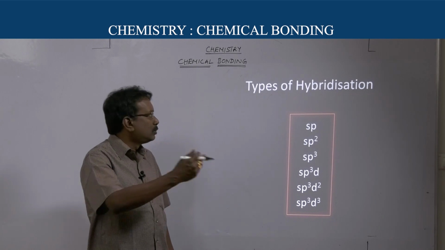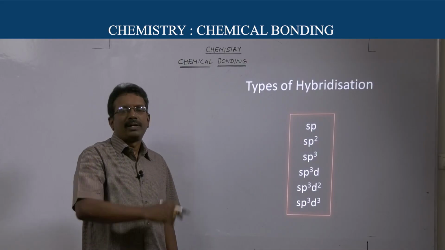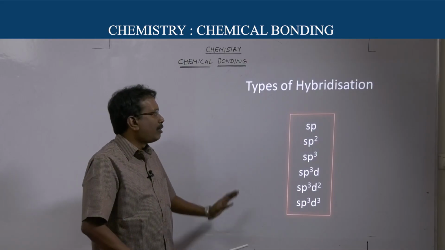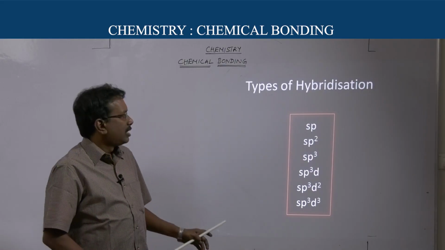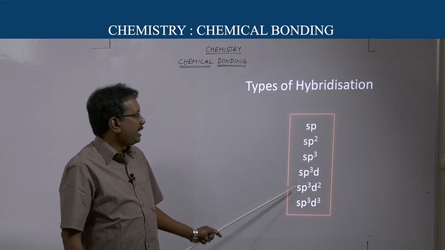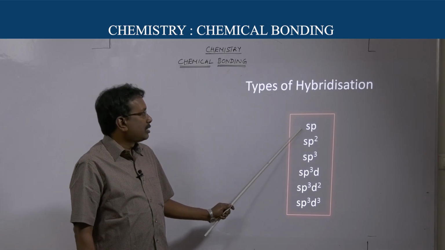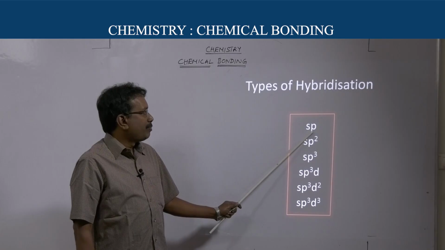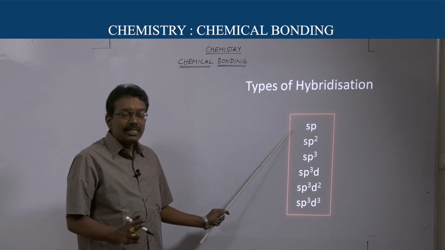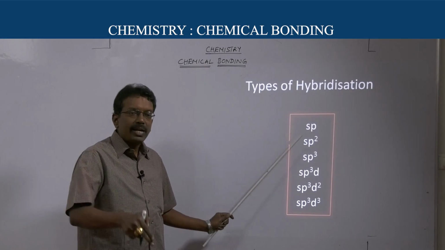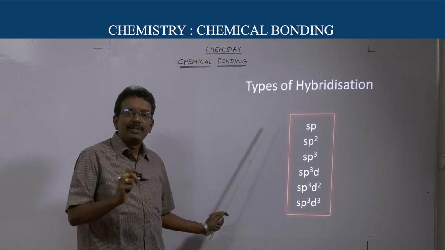If you move to coordination compounds, in coordination compounds we have a variety of hybridizations. So here in the chemical bonding chapter mainly we are concentrating on these 6 hybridizations: sp, sp2, sp3, sp3d, sp3d2 and sp3d3. What is the meaning of sp hybridization? One s orbital and one p orbital mixed together and produce 2 hybrid orbitals. Each hybrid orbital is called an sp hybrid orbital. So in sp hybridization we are getting 2 sp hybrid orbitals.